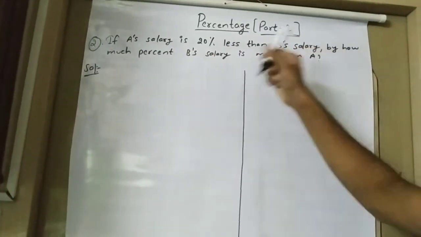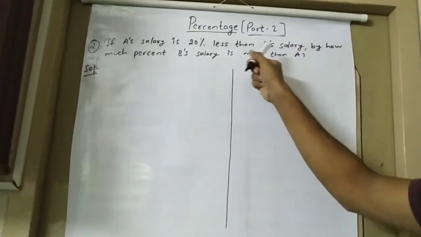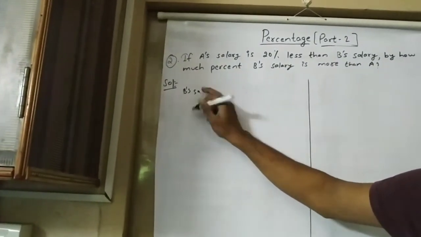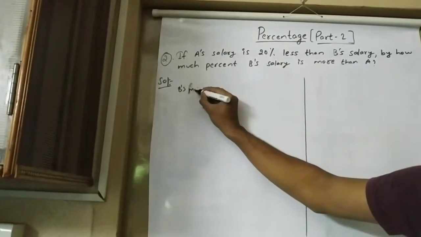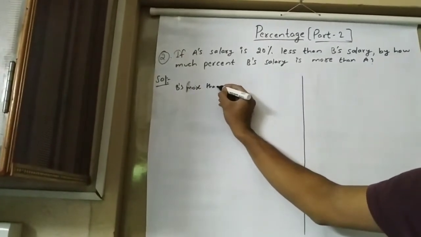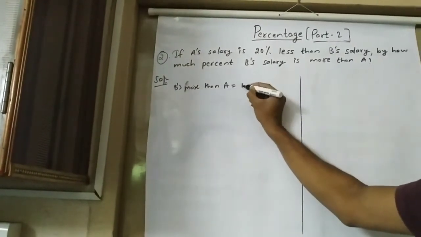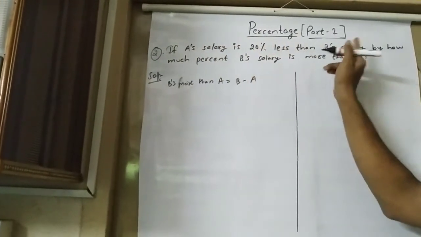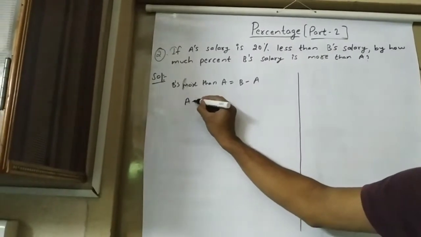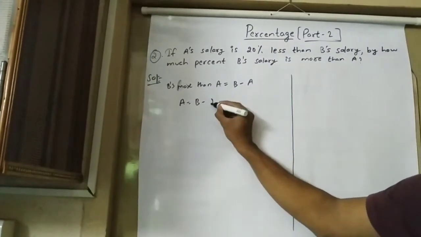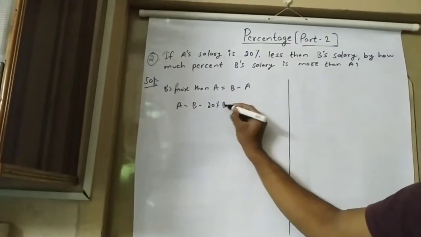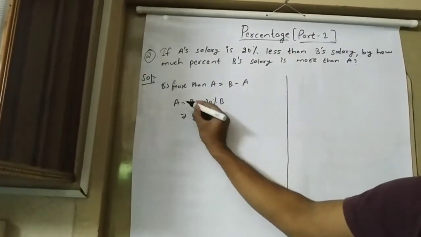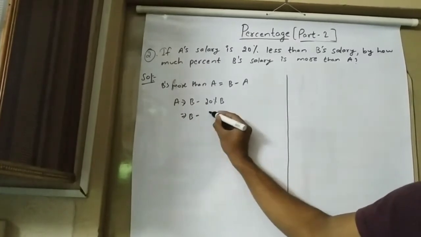Okay. So in the second question it is given: if A's salary is 20% less than B's salary, by how much percent is B's salary more than A? So B is more than A, they are asking, that will be B minus A. They have given that A's salary is 20% less than B. So A is equal to B minus 20% of B.